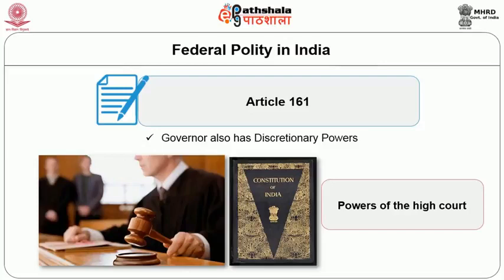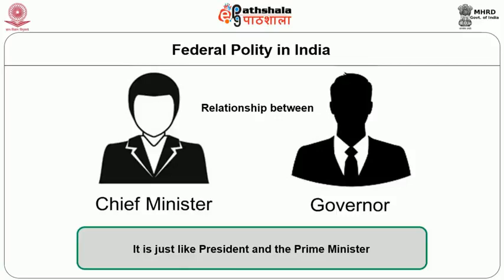Now it is said that the governor's report should be there with the president before the president takes a call whether to impose president's rule in a particular state or not. As far as the relationship between the chief minister and the governor is concerned, it is very clear that it is just like the relationship between the president and the prime minister. The chief minister has the duty to inform the governor about any important legislative measures or administrative decisions being contemplated by the state government, and the governor can himself ask for such information.